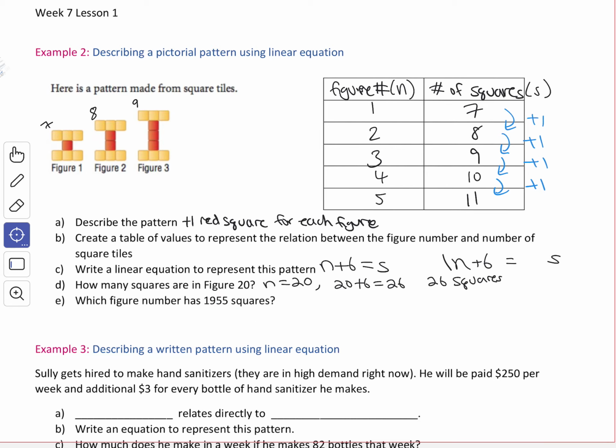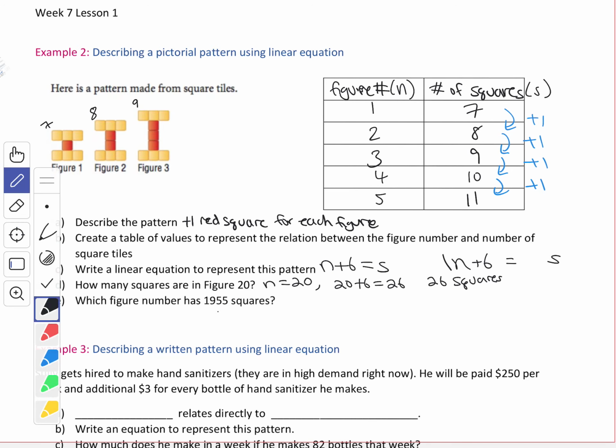All right, which figure number has 1,955 squares? So this is especially when it really becomes handy, because we don't want to be drawing 1,955 squares, right? All right, so S in this question is equal to 1,955. Okay, we just plug it into our equation, 1,955, and we are solving for which figure number? So we're solving for n.